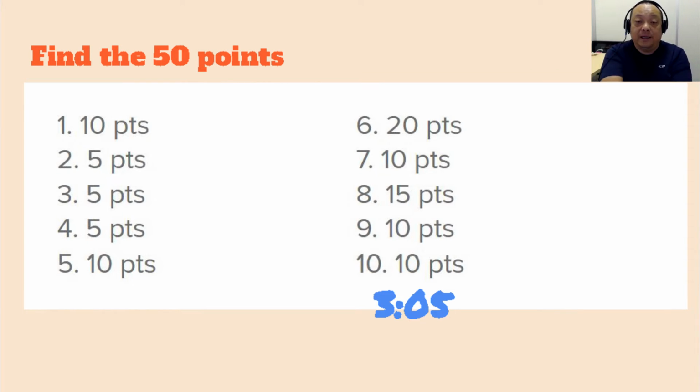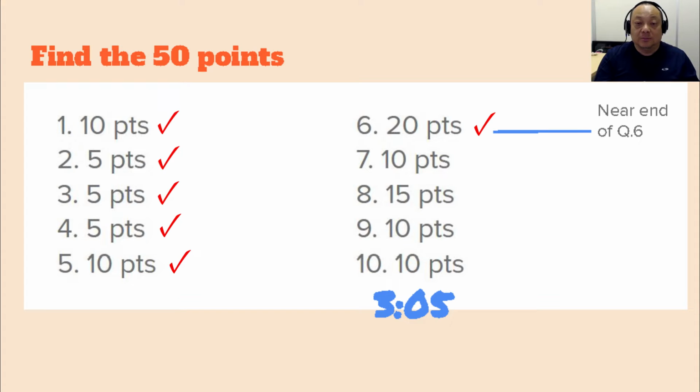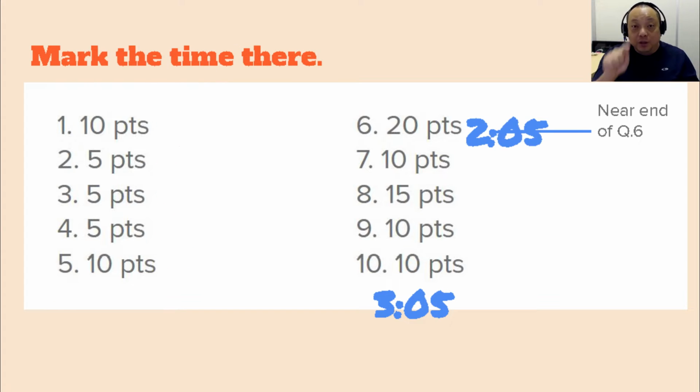Start adding from the beginning. 10 plus 5 makes 15, plus 5 makes 20, plus 5 makes 25, plus 10 makes 35, plus 20 makes 55. The 50-point value is near the end of question 6. Mark that and put the time of 2:05 p.m. right there. That means by 2:05 p.m., you need to be near finishing question 6.